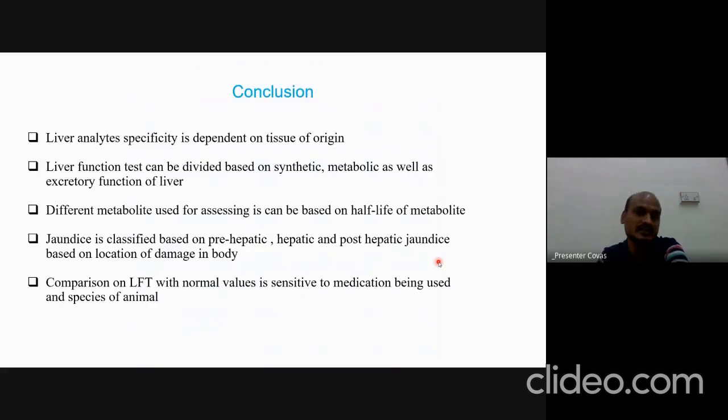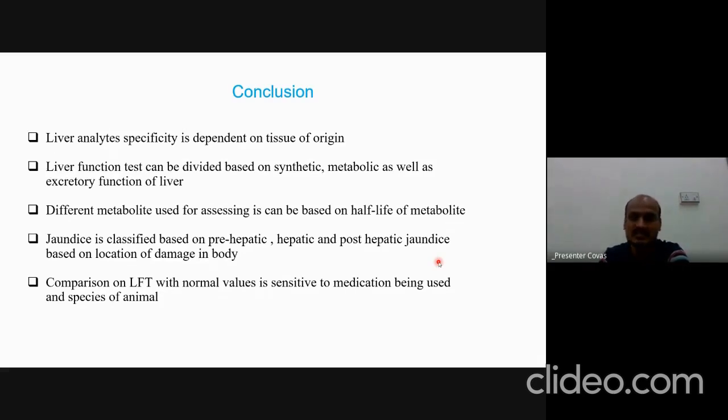Next, you have the conclusion. Liver analyte specificity is dependent on the tissue of origin. Liver function tests can be divided into synthetic, metabolic, as well as excretory functions of the liver. Different metabolites used for assessing can be based on the half-life of the metabolite. So whether acute liver damage or chronic liver damage is there depends on the half-life of the metabolite you are analyzing. Jaundice is classified based on prehepatic, hepatic, or posthepatic origin. Comparison of LFT with normal values is sensitive to the medications being used and the species.